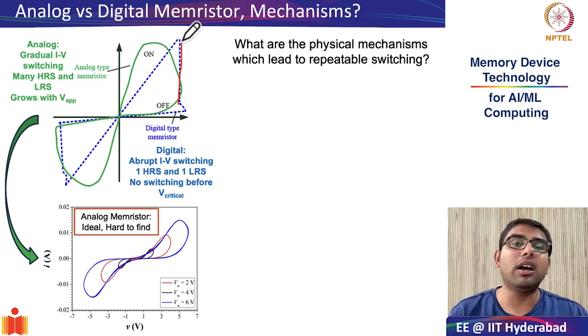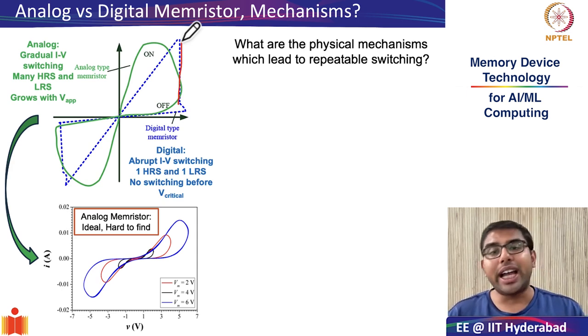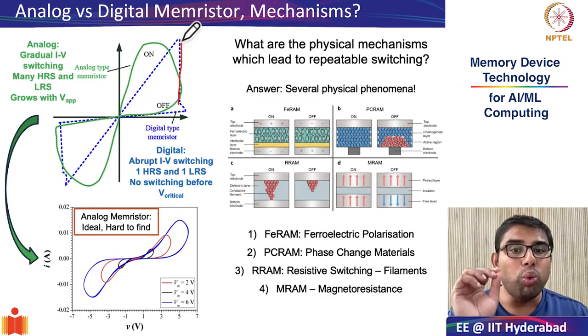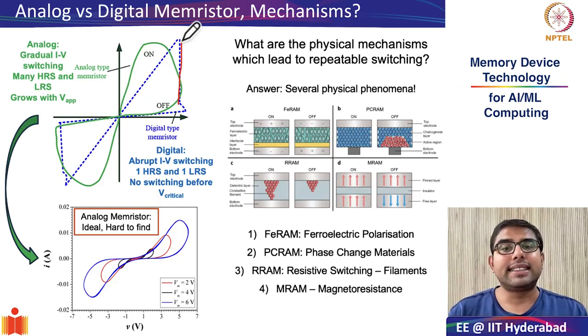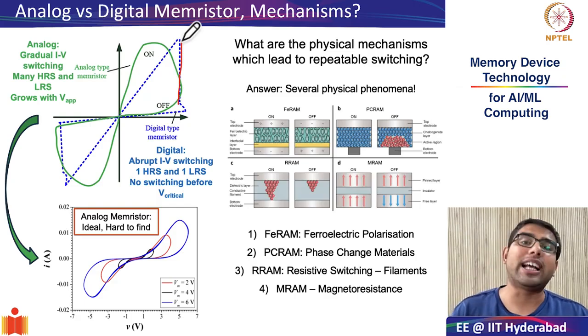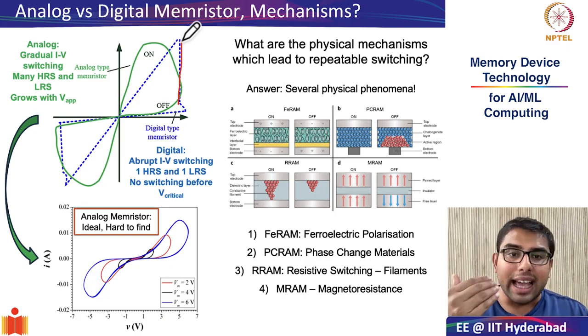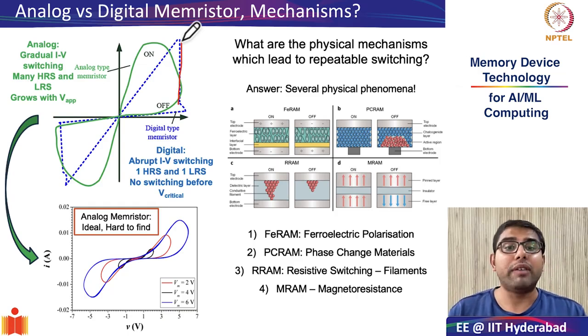What is happening in the switching layer or the functional layer, which is leading to this continuous and repeatable switching from the high to low resistance state? And it turns out that it is not one physical phenomenon. The same kind of behavior can be explained or can be leveraged by several microscopic physical phenomena, and I have listed a few of them for you.